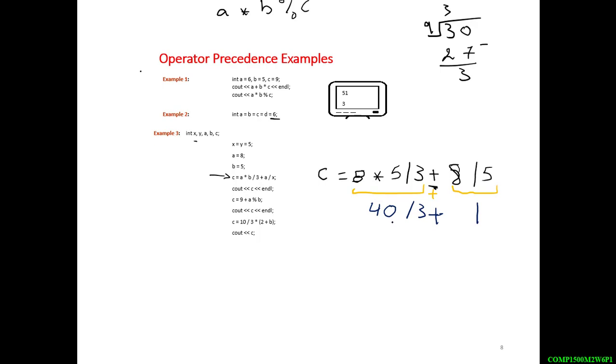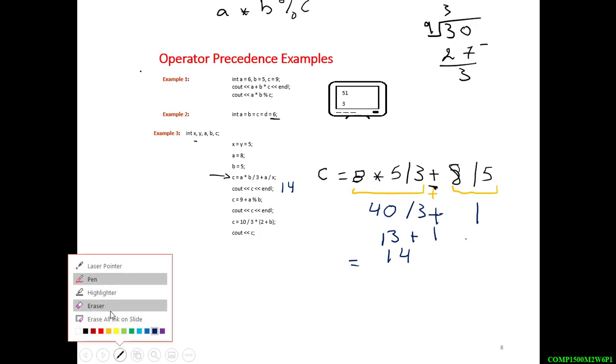Next one, another value for c. Next, another value of c we are going to check. So another value for 13. Let's see the next one.